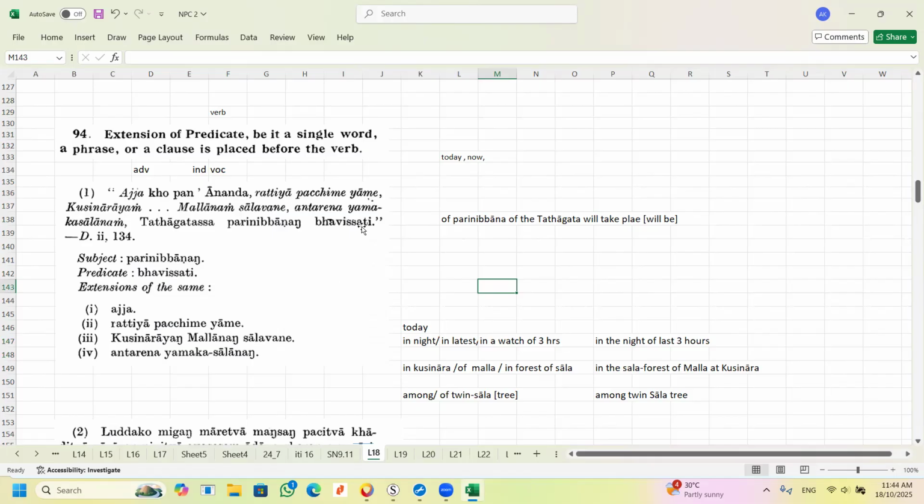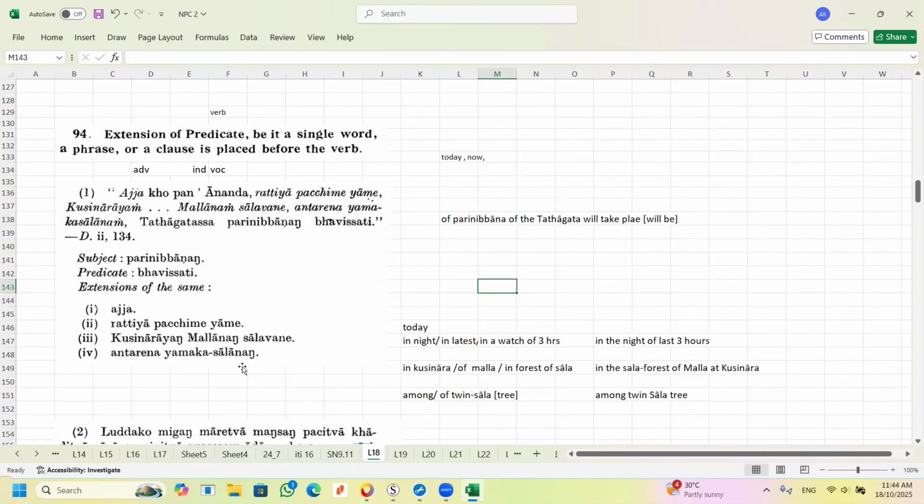This is the predicate. That means the clause is placed before a word. A phrase is a phrase. That means this part, before the verb, there is a clause, or there is a phrase, or it can be a single word. That's all. It can be a single word. So this is the explanation. That means the verb is last.